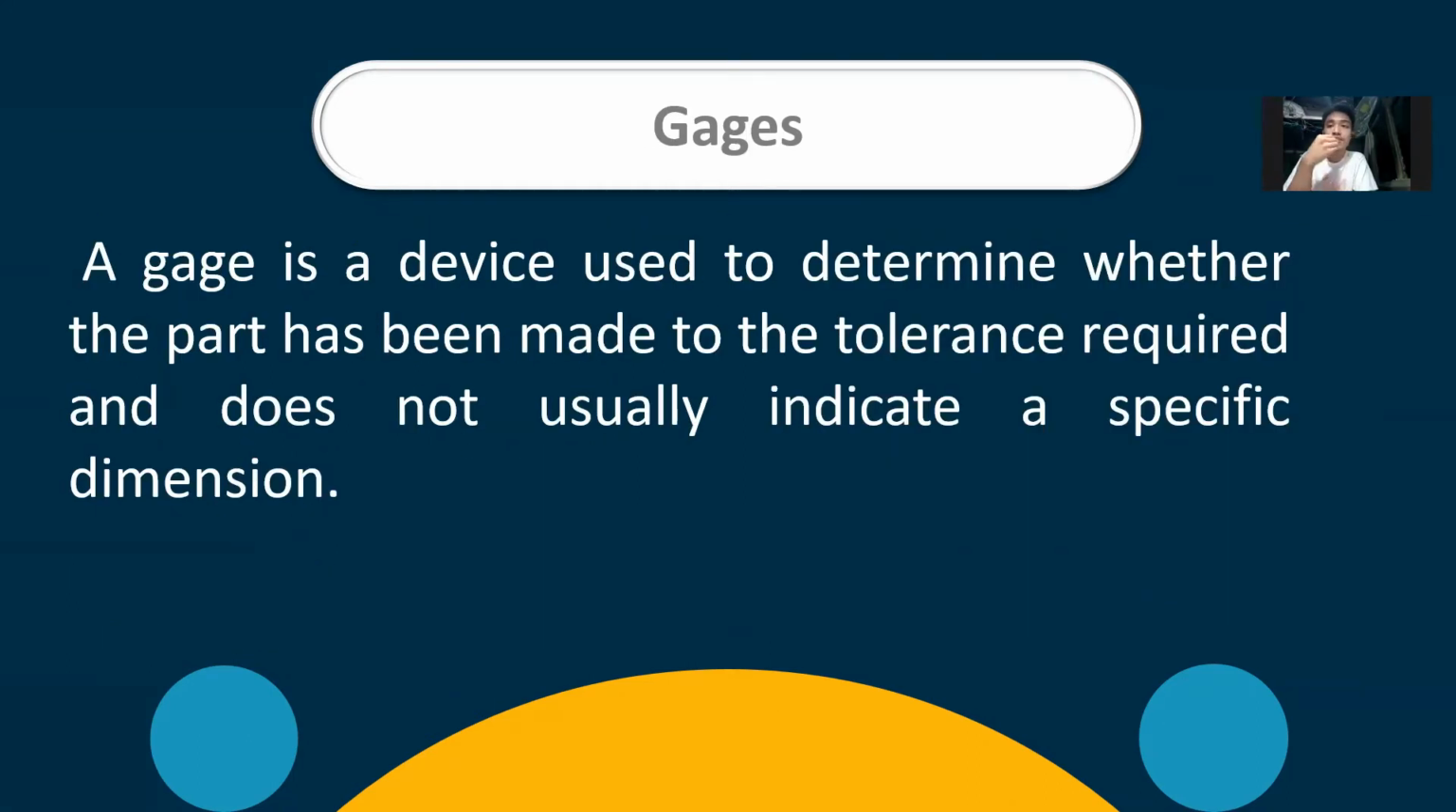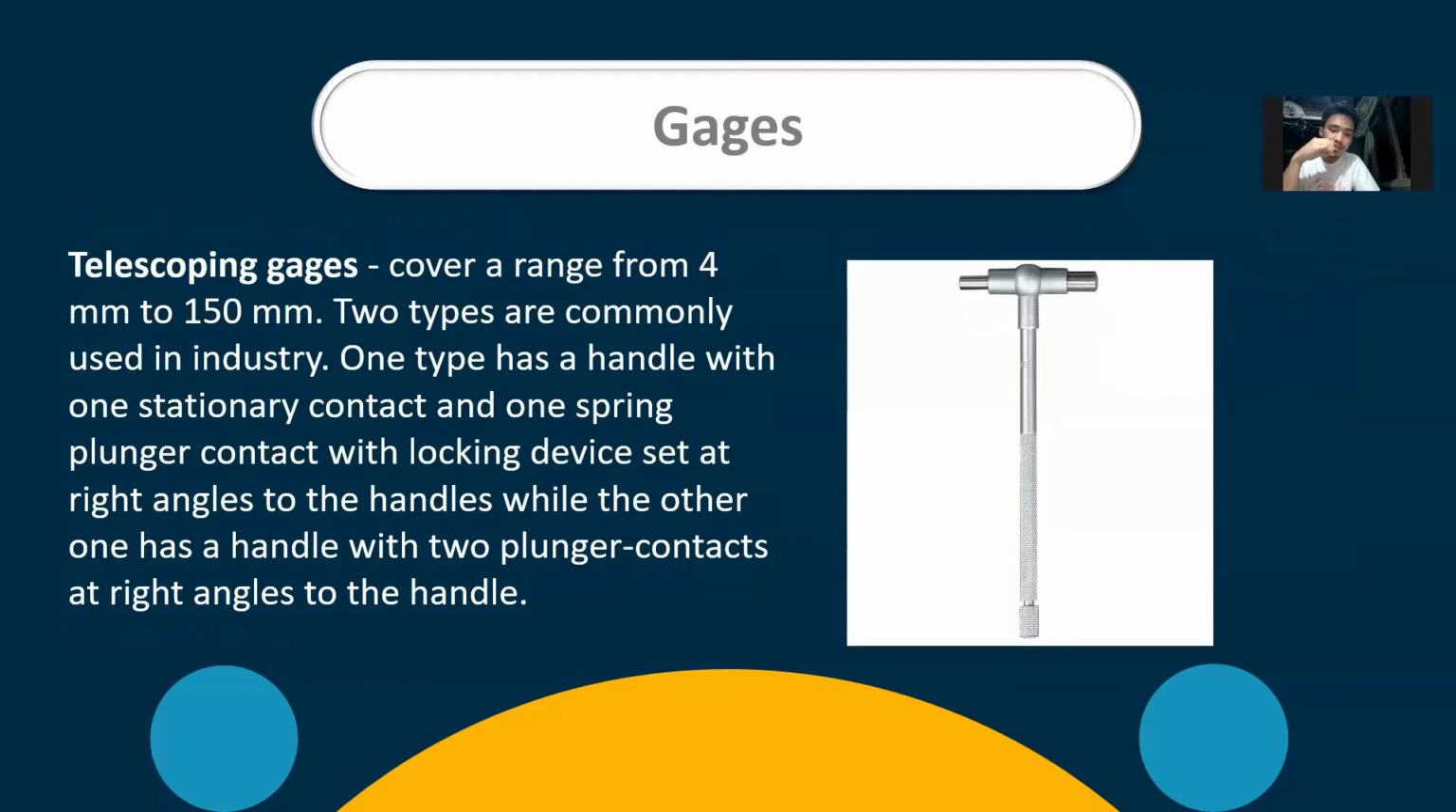A gauge is a device used to determine whether the part has been made to the tolerance required and does not usually indicate a specific dimension. So ito ring gauge na to is may dalawa siyang types. First is the telescoping gauges.